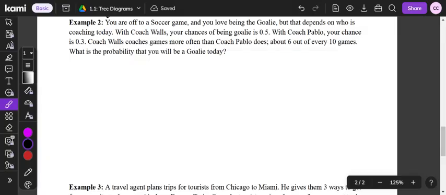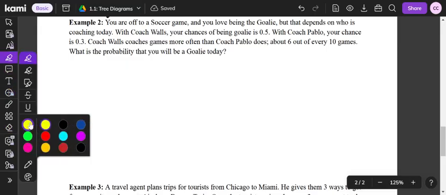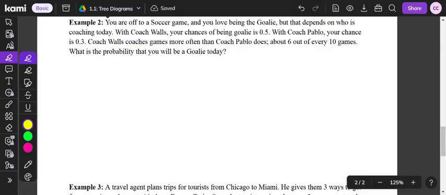Okay, so the first thing I notice, real quick, right off the bat, I'm going to determine how many probabilities was I even given here, okay? So the first thing I notice is the probability of Coach Walls putting you in for goalie, that is 0.5. So right there, okay? I'm going to switch colors here. The probability of being put in for goalie for Coach Pablo is 0.3. Great. And then maybe pause the video, think about it for a sec. There's actually a third probability you're given here. I'm going to show you in 3, 2, 1.